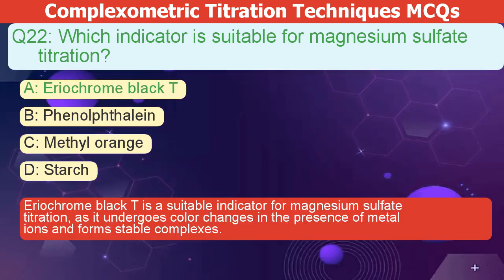Eriochrome black T is a suitable indicator for magnesium sulfate titration, as it undergoes color changes in the presence of metal ions and forms stable complexes.